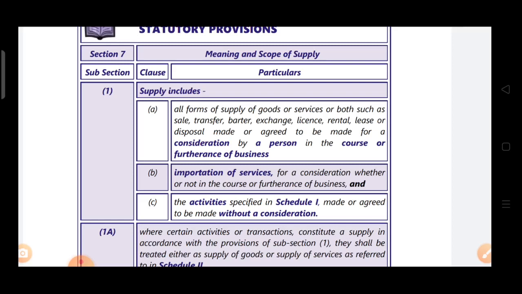So in point number A, they said that consideration must be there, in the course or furtherance of business must be there. But in B point, they've said that one exception is there: in importation of services, in the course of furtherance of business is not compulsory. And then for activities which are mentioned in schedule 1, consideration is not important. Okay, so supply includes A, B, C.